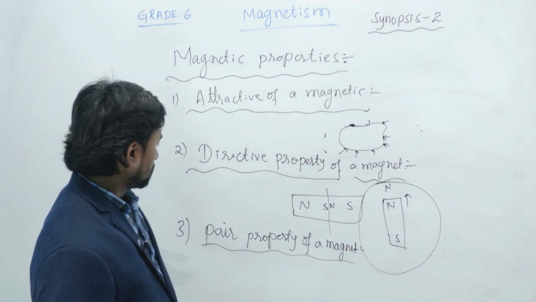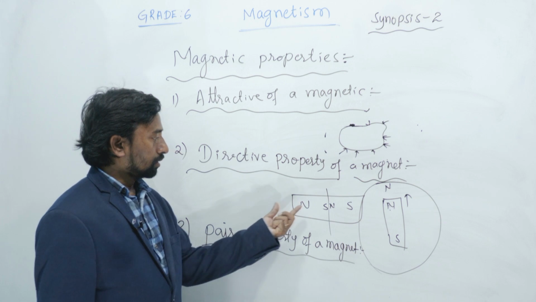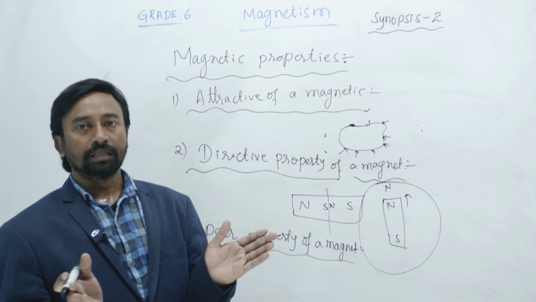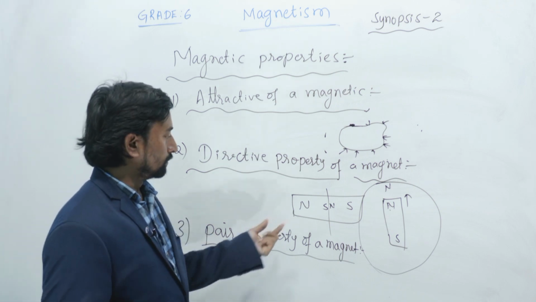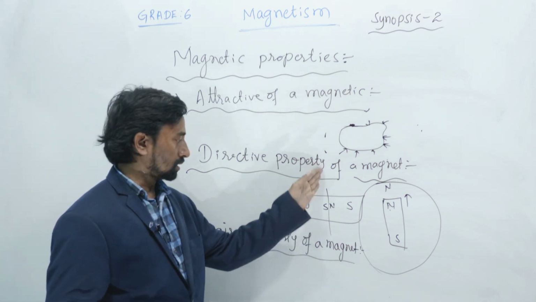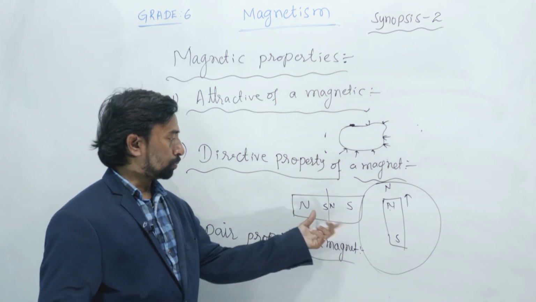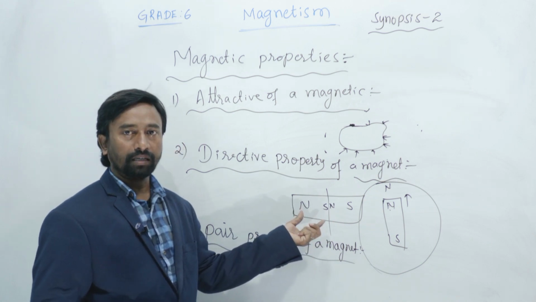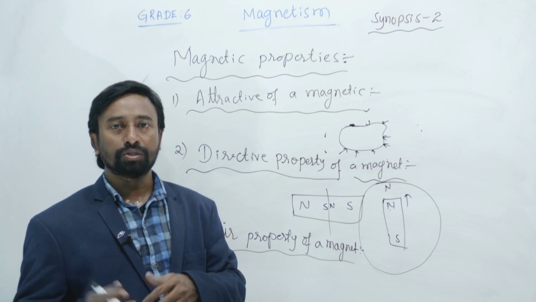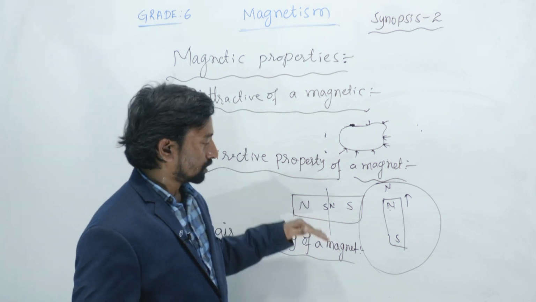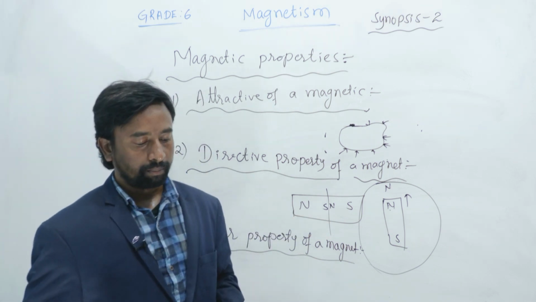Understood? Pair property means the magnet is cut into different parts, and each and every part will have a pair of poles. Suppose it is cut in half: the two parts will again act like individual magnets, with a north pole and a south pole. However many parts you make, each part will be an individual magnet.